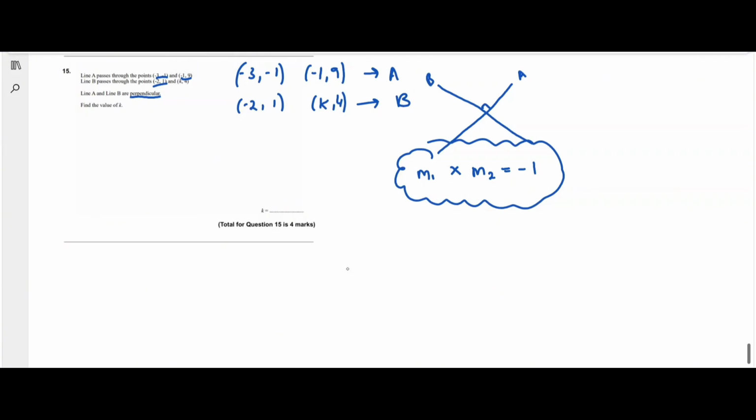So let's do the gradient of A. Let's call that M1. So the gradient of A, the gradient formula they don't give you, unfortunately, is y2 minus y1 over x2 minus x1. That's how you find the gradient. Now, all that means is, you might have heard this before, change in y over change in x, rise over run. It's the same thing, just written in a form. It's just the difference between your y coordinates divided by the difference between your x coordinates.